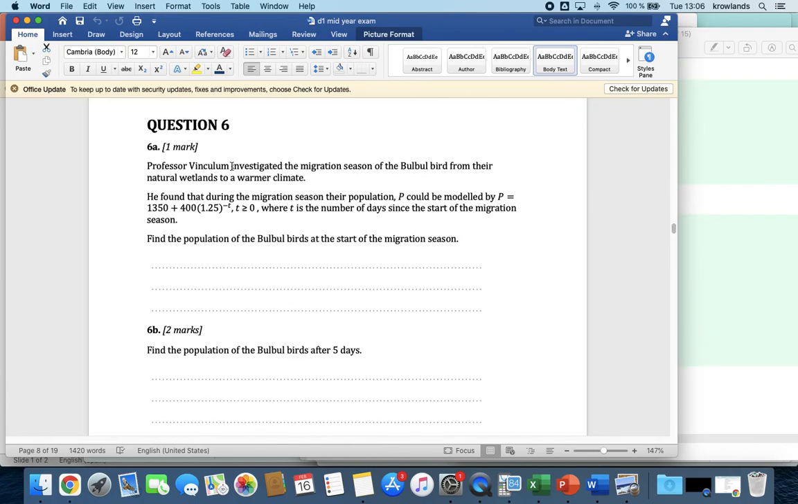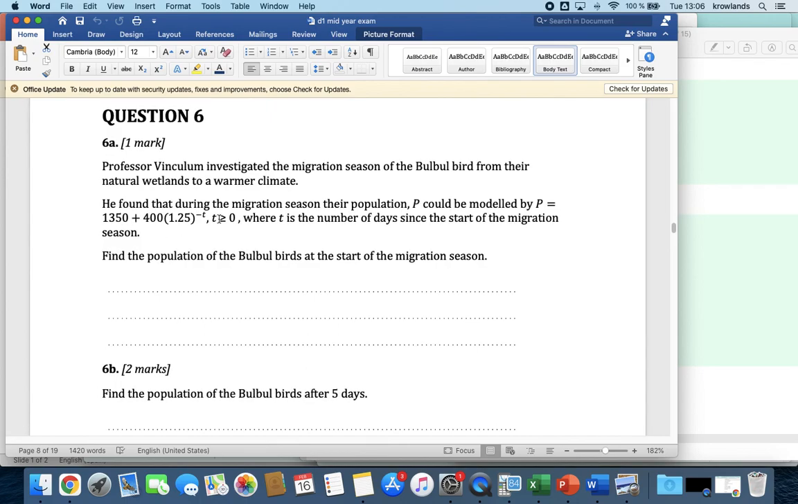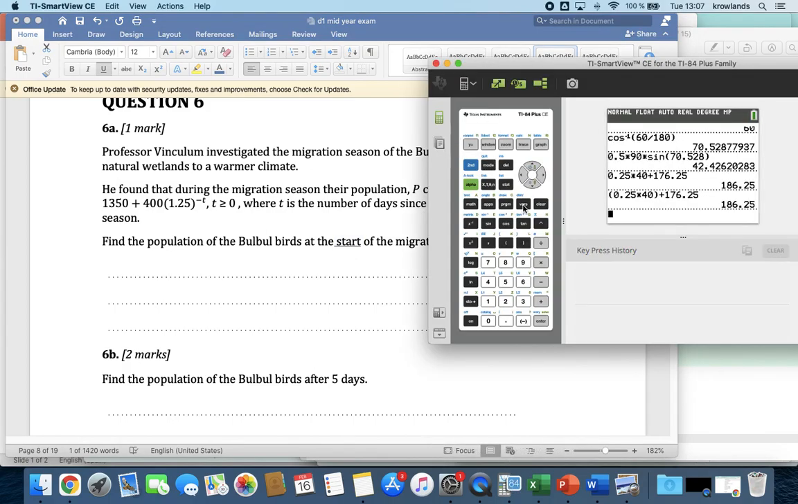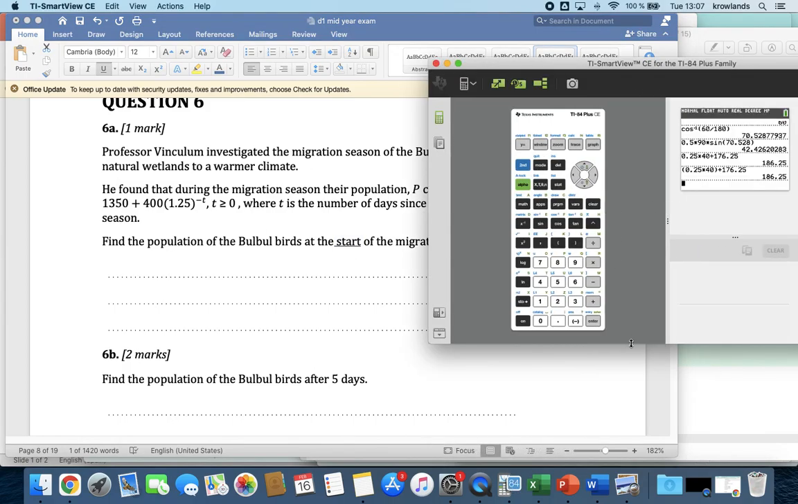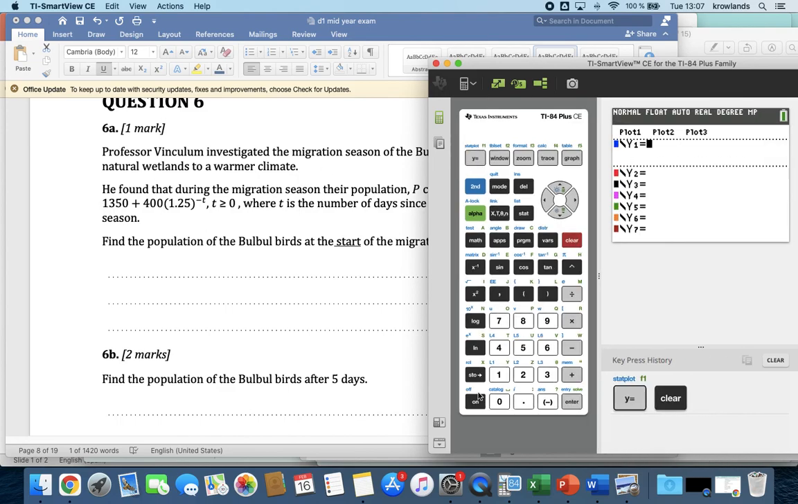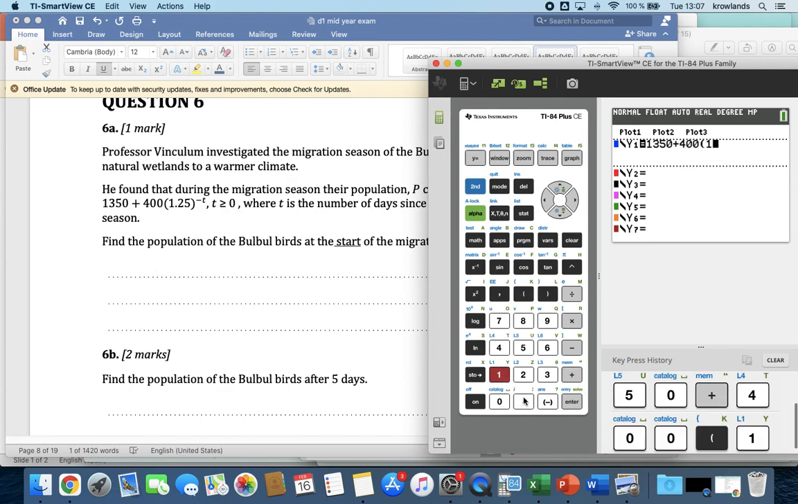So Professor Ficulum investigated the migration season using this formula. Now, because it's the power of a variable, where the variable is changeable, this is going to be an exponential function. So if it ever asks at the start of a period, that is when time is 0. So you get your calculator. There's so many ways of doing this. You're going to go onto the y equals. So we're going to type in this formula. I'm going to clear what's currently there. We're going to type in 1,350 plus 400 times 1.25 to the power of minus 0.